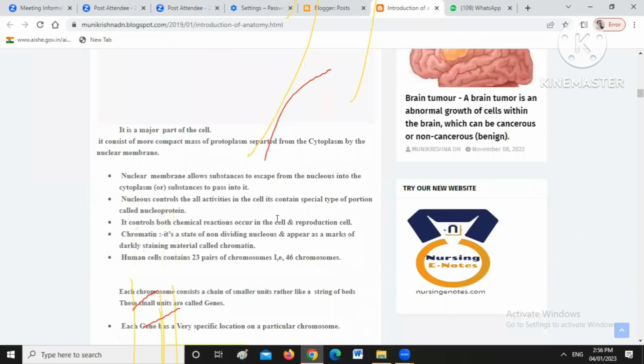It controls both the chemical reactions that occur in the cell and reproduction of the cell. It is going to control chemical reactions, both chemical reactions occurring in the cell and reproduction of the cell. And chromatin. What is chromatin? Chromatin is a state of non-dividing nucleus and appears as masses of darkly staining material called chromatin.